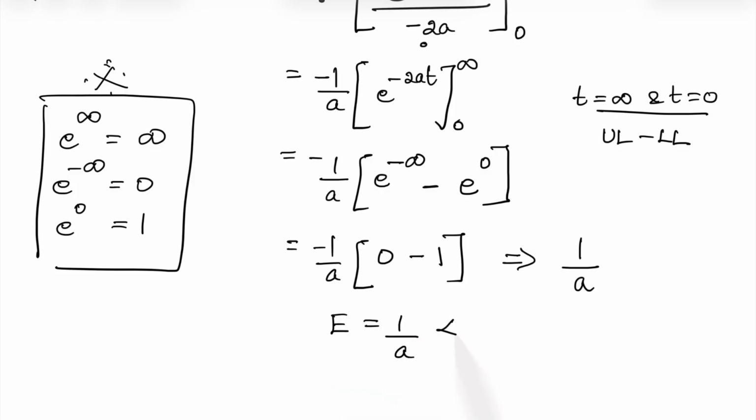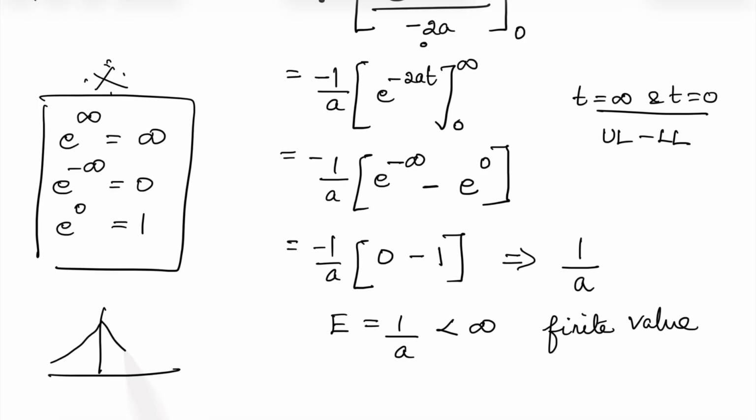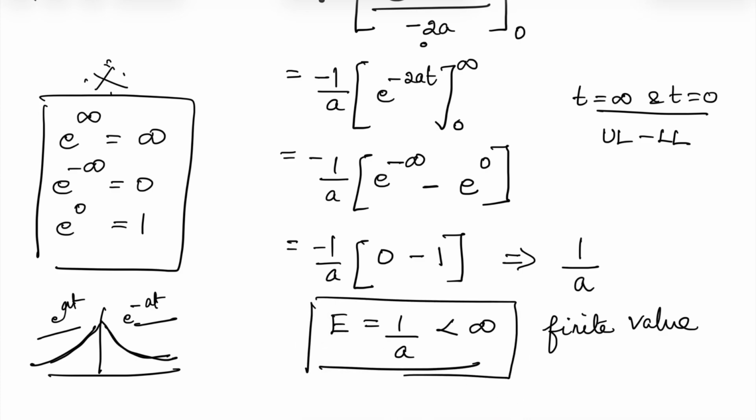Obviously, it is less than infinity. It is a finite value. In the beginning, I told you an example where the value tends to 0. As the amplitude tends to 0, you can call that signal an energy signal. The same signal is what we have seen today, e power minus at and e power at. So this signal is said to be an energy signal with the value E equal to 1 by a. Very important problem. Keep in mind, this value is finite, and this signal is said to be an energy signal.